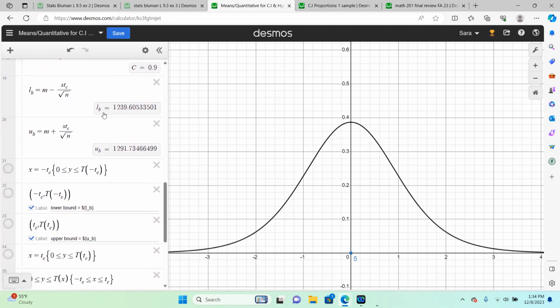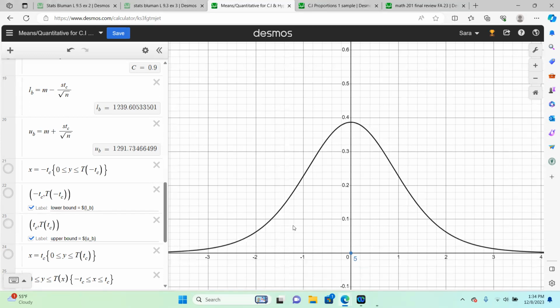And there is my lower boundary, which is 1239.61 when you round, and the upper is 1291.73. Now it's maybe off just a little bit from the answer key, and that's okay as well. If you look at where I did it by hand in the Desmos file, that was a little bit closer, so maybe the answer key was off a little.